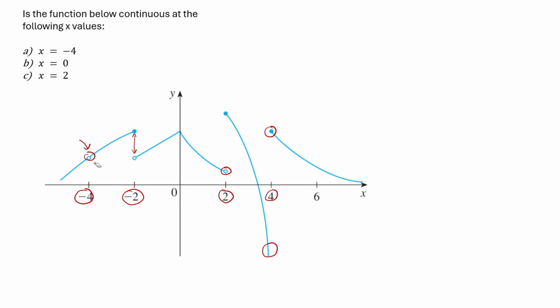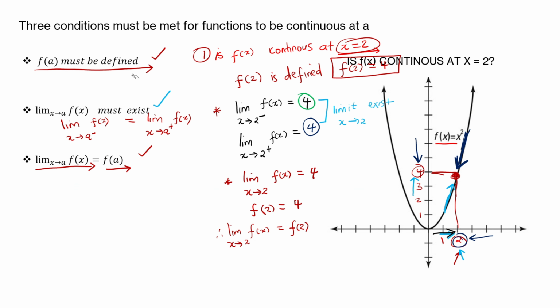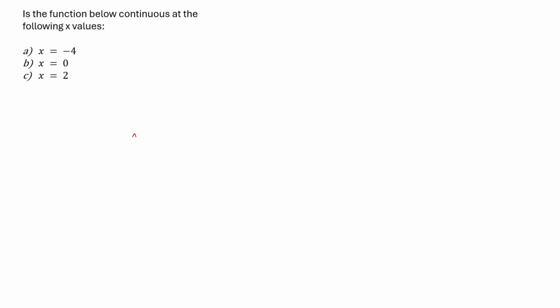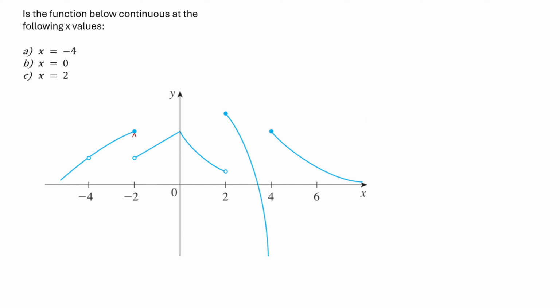So how do we end up getting these discontinuities? We get them from not meeting those three conditions that I've mentioned. f(a) must be defined, the limit must exist, and the limit must be equal to the function value. So basically here, is the function below continuous at the following x values? Basically, is it continuous when x is equal to -4? Is it continuous when x is equal to 0? Is it continuous when x is equal to +2?